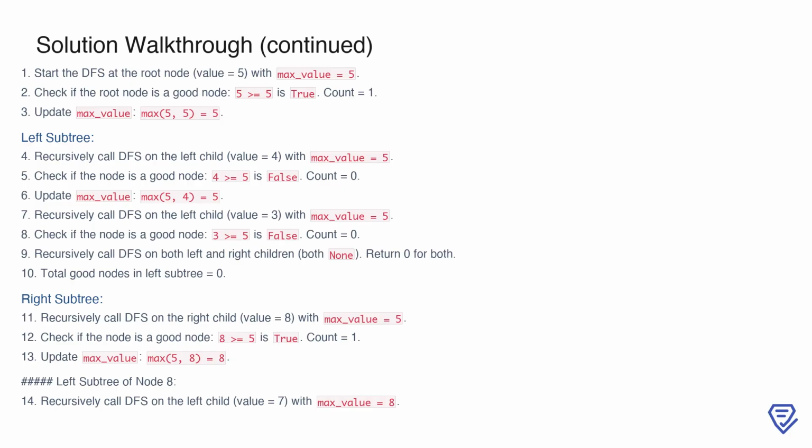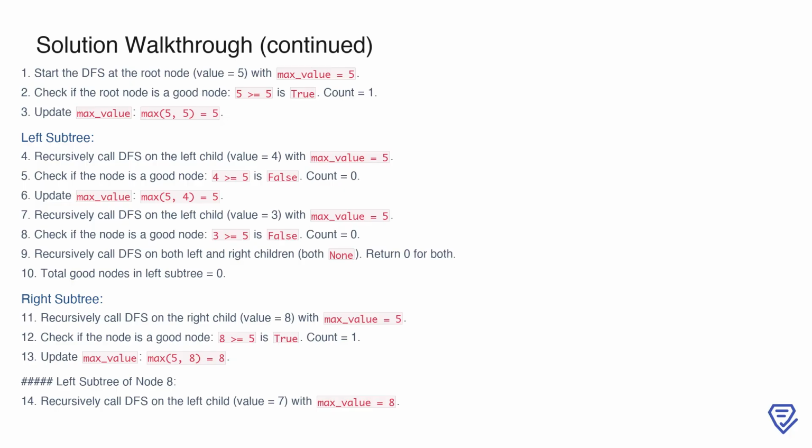Exploring the left subtree, we move to the child node with value 4. This node's value is less than the max_value, so it is not a good node, and the count remains 0. The max_value stays at 5, and we proceed to the left child of node 4, which has a value of 3. Comparing 3 with the max_value of 5, we find that it is not a good node. Since this node has no children, the recursive calls return 0, leading to a total of 0 good nodes in the left subtree of the root.